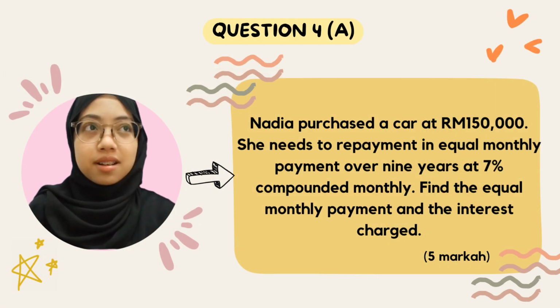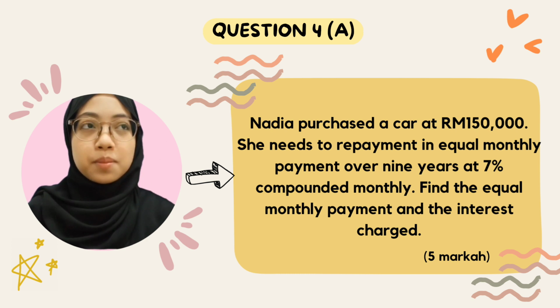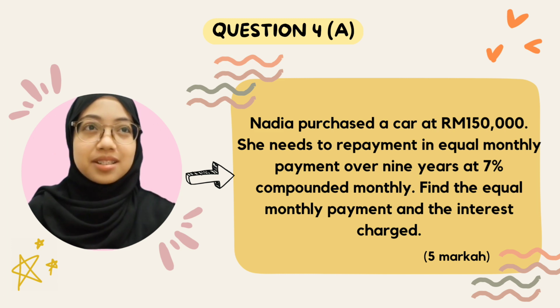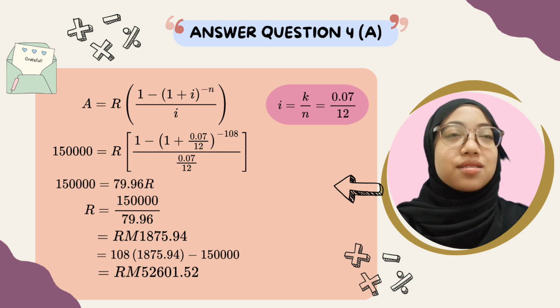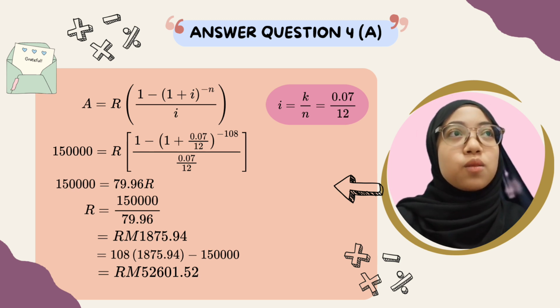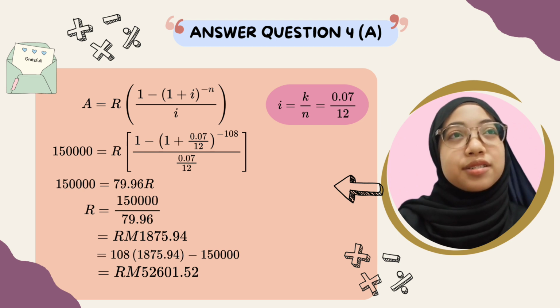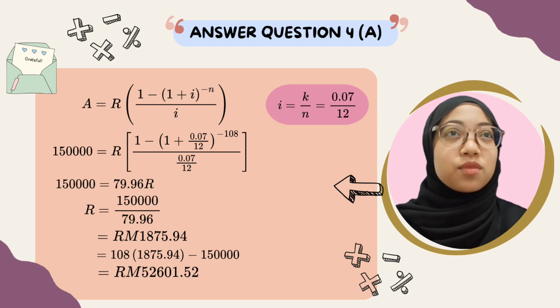Nadia purchased a car at 150,000 ringgit. She needs the repayment in equal monthly payments over 9 years at 7% compounded monthly. Find the equal monthly payment and the interest charge. Okay, so for this question, we are going to use the second formula, which is to find the present value.